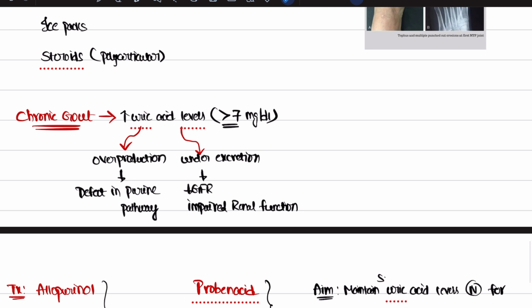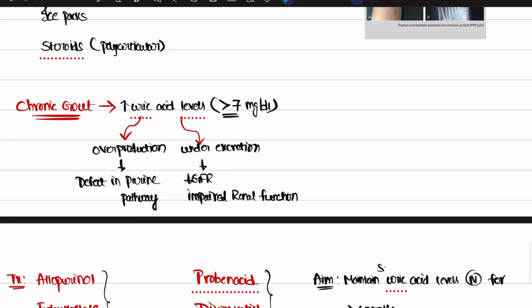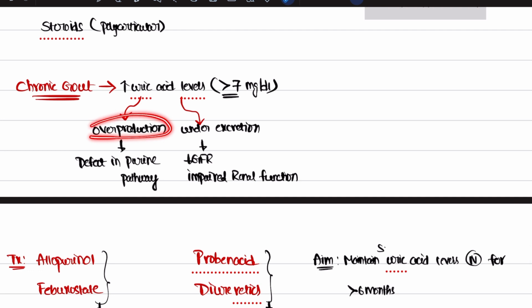Okay. So let's say it is chronic gout. In chronic gout, we consider a uric acid level of more than 7. The normal uric acid level is less than 5. If the uric acid level is more than 7, how does it increase? By overproduction or by under-excretion. That means excretion is decreased, or overproduction of uric acid happens in our body.